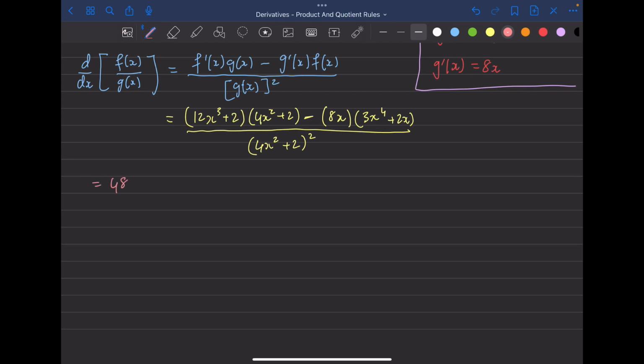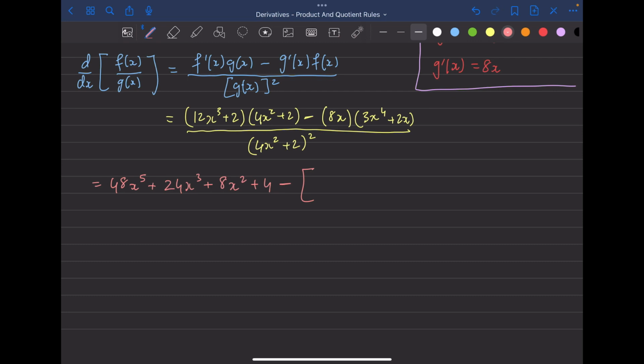Then x cubed times x to the power of 2 is x to the power of 5. 12x cubed plus times 2 is plus 24x cubed. And then 2 times 4x squared, this is going to be, so plus 8x squared. Then 2 times 2 is 4. So plus 4. I'm going to write that down. So yeah, plus 4. And then all of this minus.